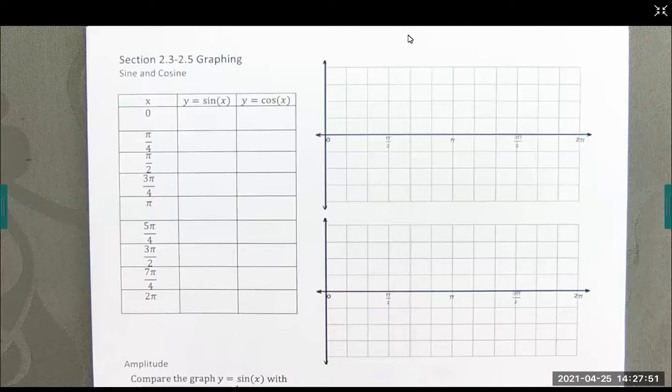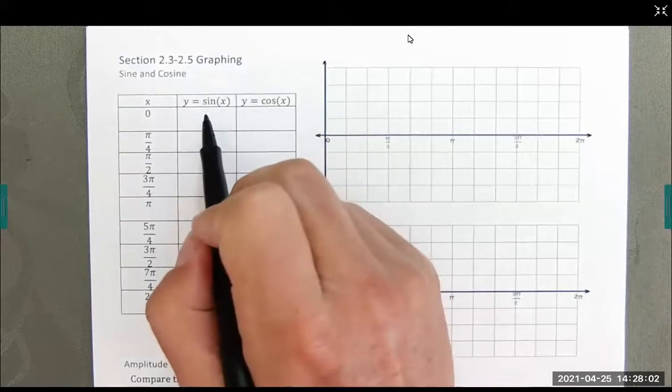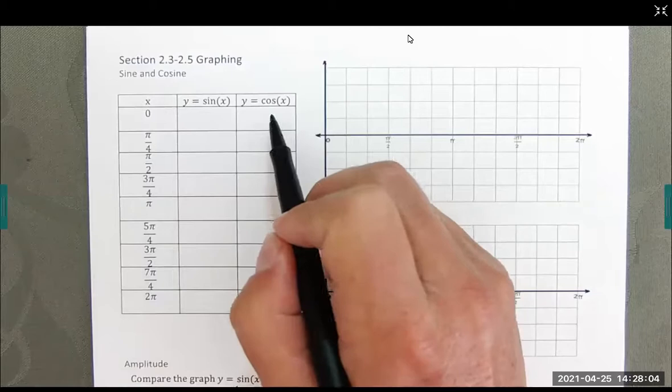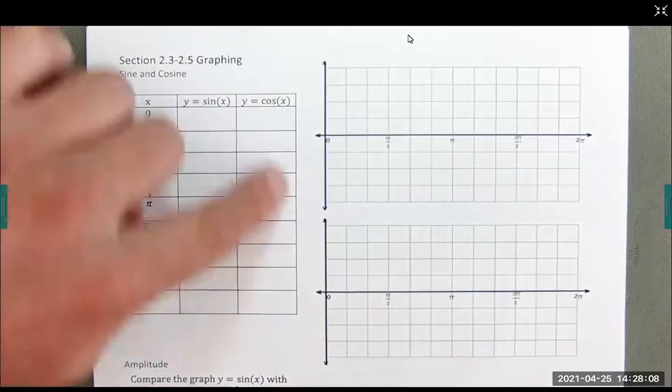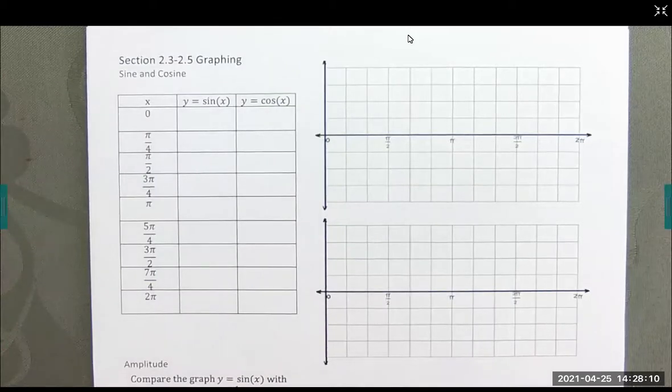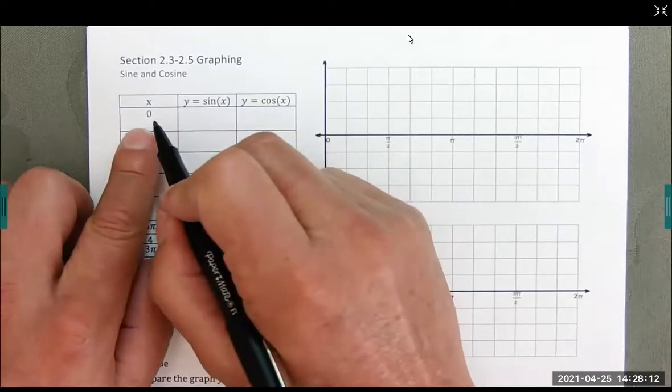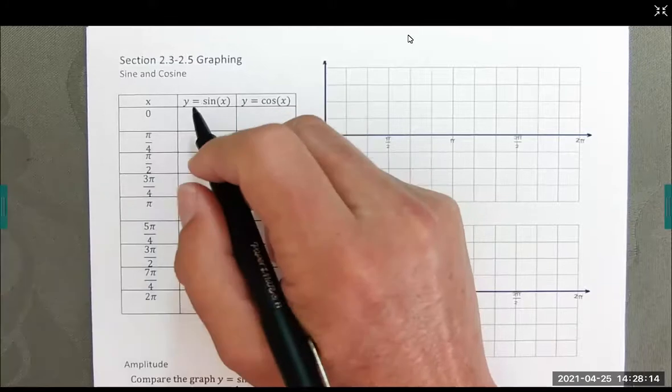Welcome back, everybody. This is the first part in a 5-part series of how to graph trigonometric functions. So we're going to start out with graphing y equals sine of x and y equals cosine of x. And what I do is I set up a nice xy table here. And I want to talk about when x equals 0, what is the sine of 0?